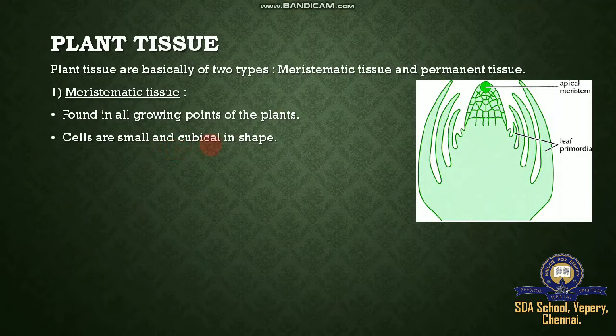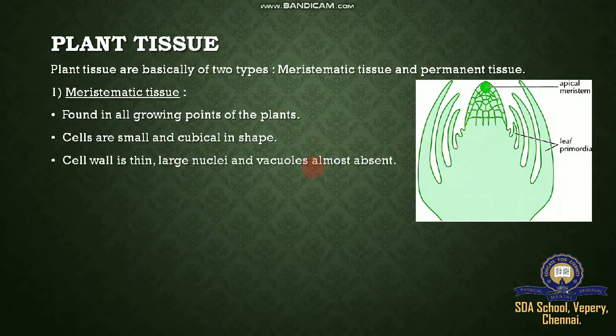Cells are small and cubical in shape. All the cells are very small, congested inside, without any interstitial space, with a cube-like structure. The cell wall is thin, nuclei are large, and vacuoles are almost absent. The cell wall is very thin because the cell is always going to divide. That's why the cell wall is very thin.